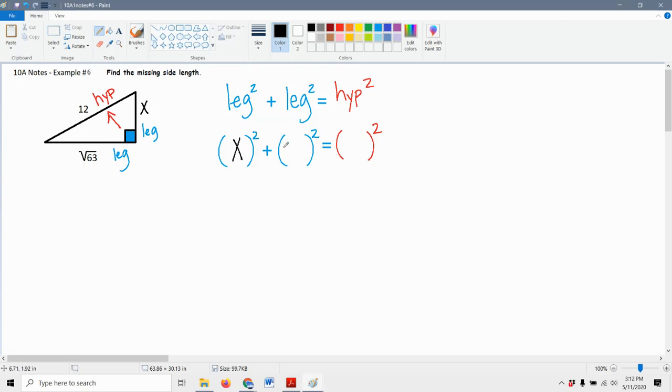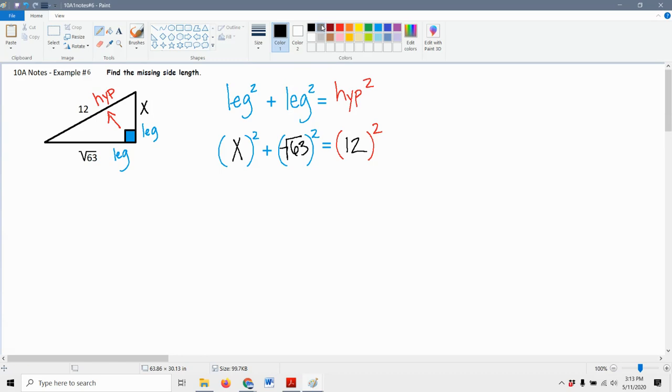The other value is this root 63. Those are the values for our legs. Leg squared plus leg squared equals hypotenuse squared. The value for our hypotenuse is 12. And this is the way you always want to do these types of problems in 10A where you're asked to find the missing side length.